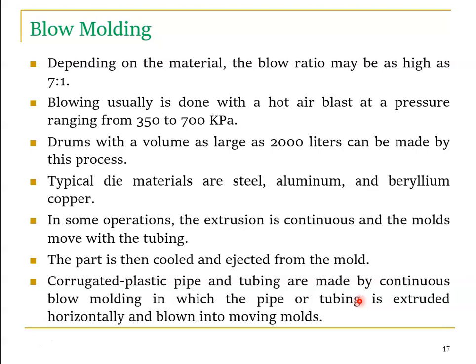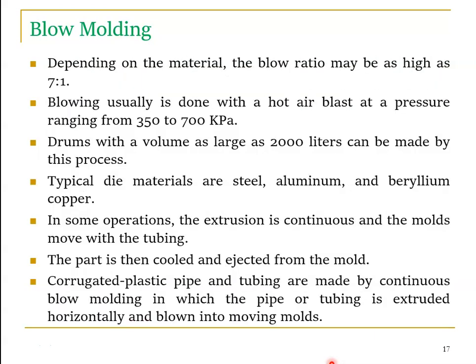Typical die materials are steel, aluminium and beryllium copper, right? These are some of the materials we can use in blow molding. In some operations, the extrusion is continuous and the molds move with the tubing. The part is then cooled and ejected from the mold. Corrugated plastic pipes and tubing are made by continuous blow molding, in which the pipe or tubing is extruded horizontally and blown into moving molds. These are some of the applications.